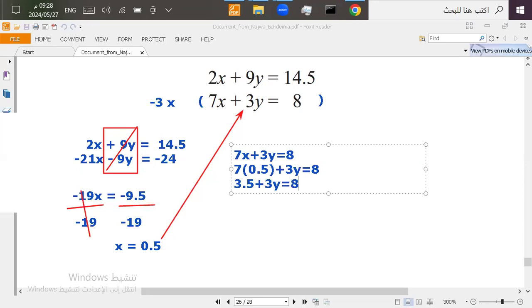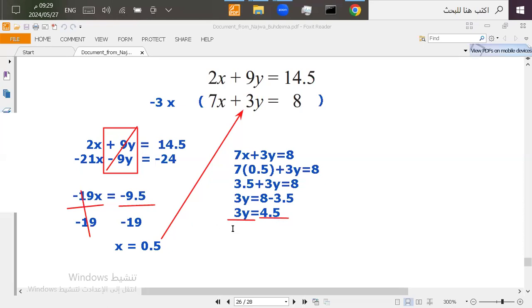Now 7 times 0.5 is 3.5 plus 3y equals 8. Now you'll notice that I do every single step alone, so I don't have any mistakes. And even if I have a number that might not be right, I can follow the steps again and make sure that everything is good. Now I'm going to take the 3.5 to the other side by subtraction, so 3y will equal 8 minus 3.5. Now when I subtract them from each other, 8 minus 3.5, the answer is 4.5. So 3y equals 4.5. Now I'm going to divide by 3, both sides, or take the 3 by dividing, same idea.